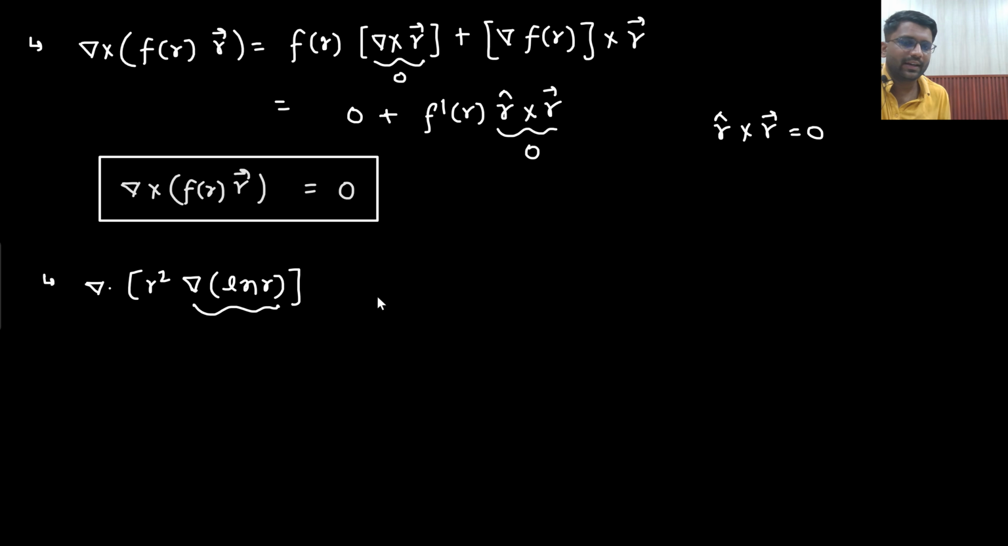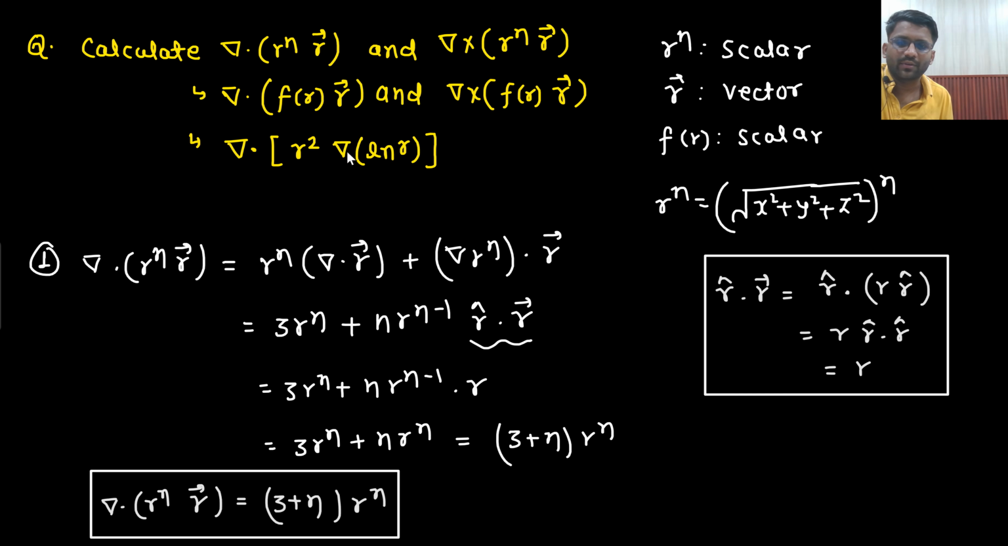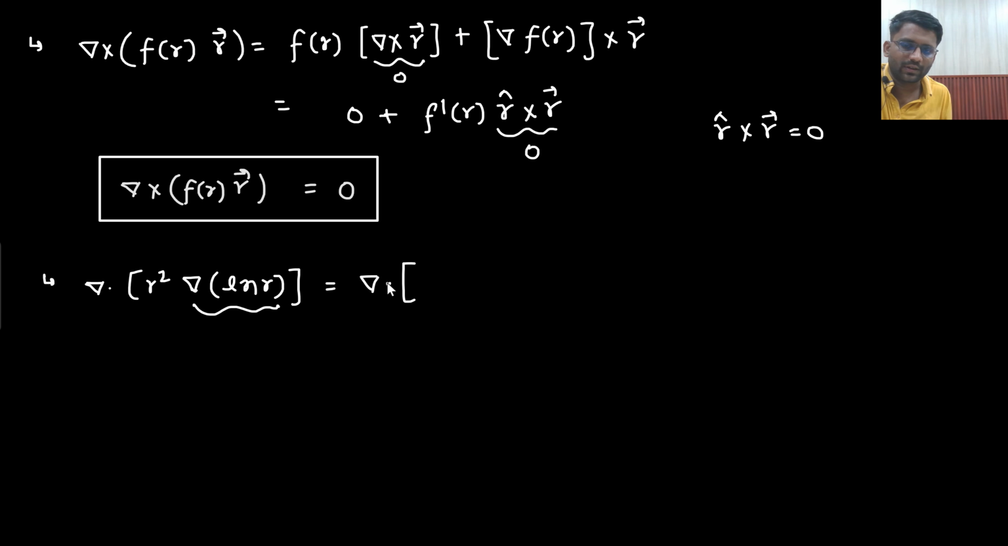What will it become? 1 by r del dot. It is not dot actually. Here it will not be dot, right? Or it will be dot. Because del ln r will give you a vector, yeah, it will be dot only. r squared as it is. Now what will be the result of del ln r? That would be nothing but 1 by r r cap. This is simply multiplication, nothing else.